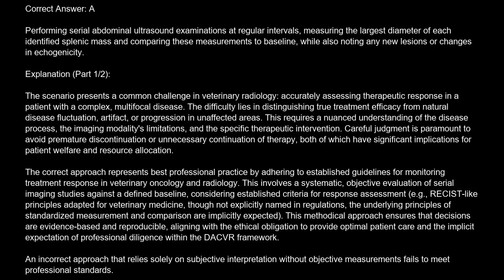The correct answer is A. Performing serial abdominal ultrasound examinations at regular intervals, measuring the largest diameter of each identified splenic mass and comparing these measurements to baseline, while also noting any new lesions or changes in echogenicity.